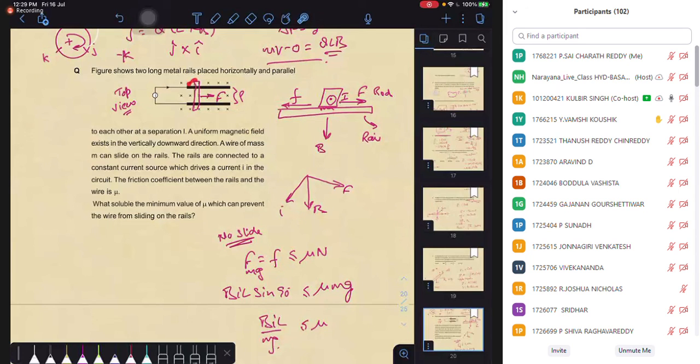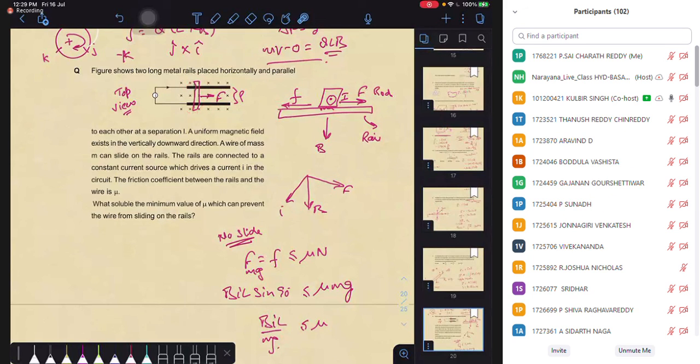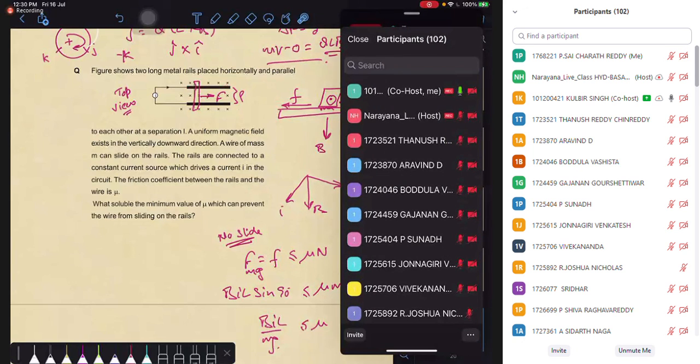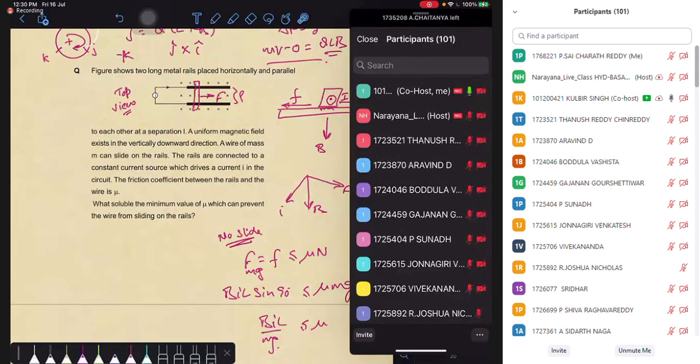So we are making the diagram for this rod only. There is an effect on the rail also, no doubt. But the question is about our rod only. We are talking here about the rod. The question asks for the minimum mu required for sliding on the rail. The wire is trying to slide. So we are not analyzing the rail; on the rod only, we are analyzing. Got it?